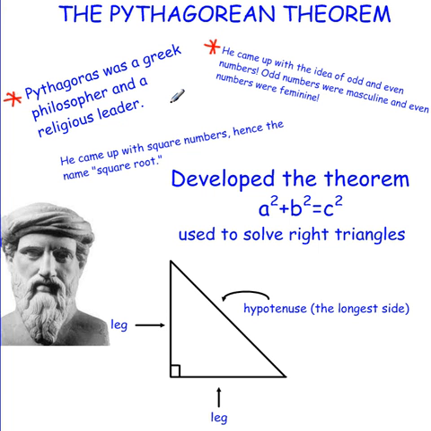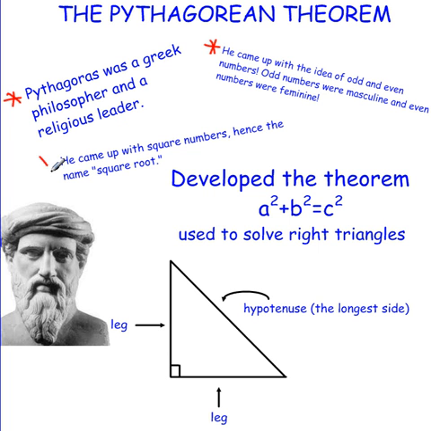He came up with the idea of odd and even numbers. And he said that odd numbers were masculine and even numbers were feminine. If you have any ideas why, definitely bring those to class. We'd like to hear why you think odd numbers were masculine and even numbers were feminine.